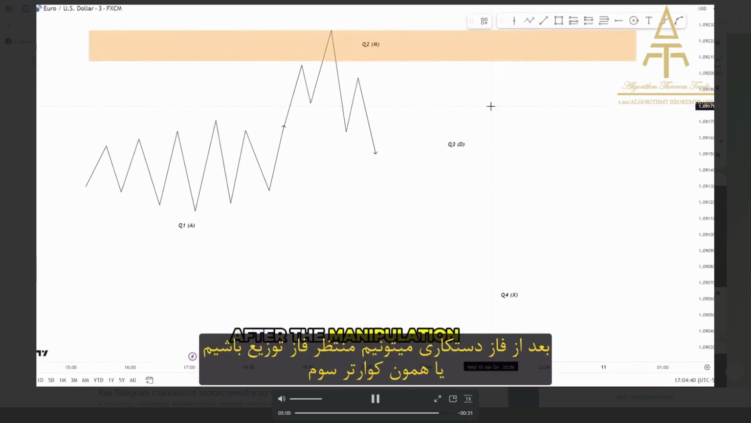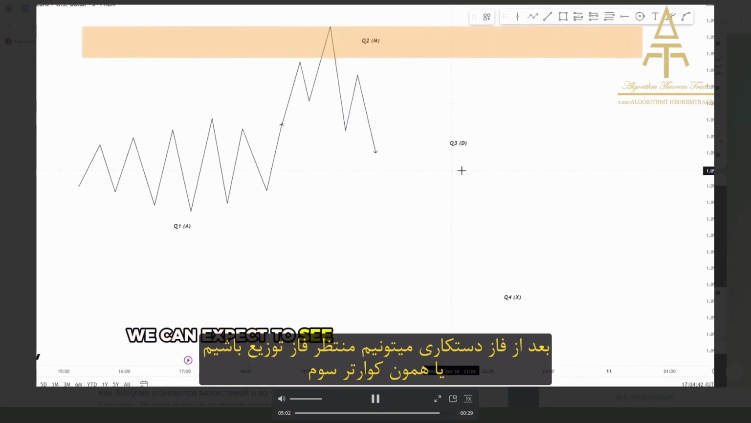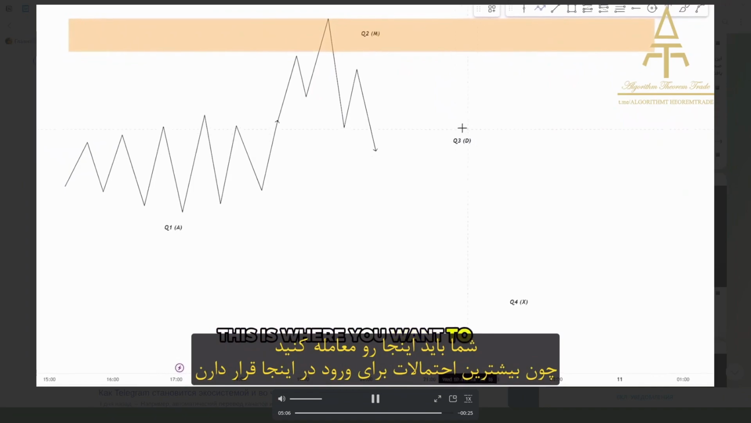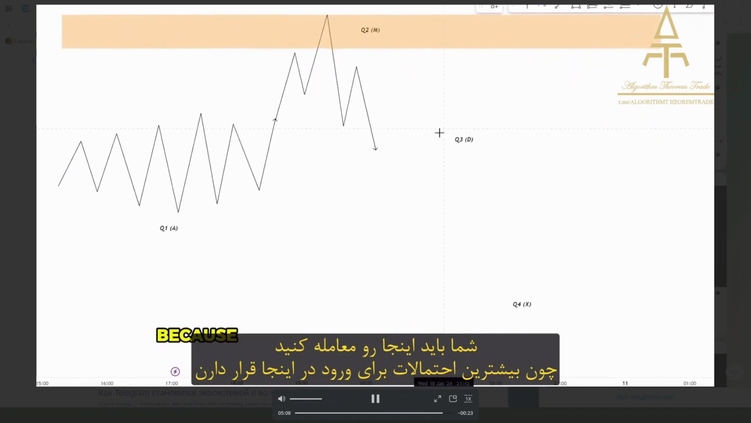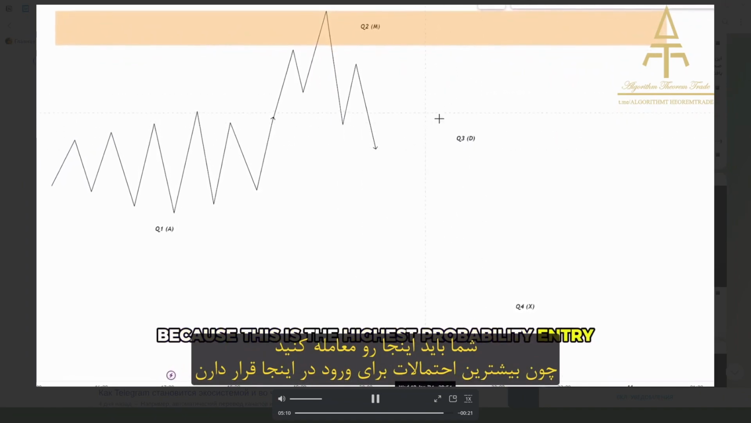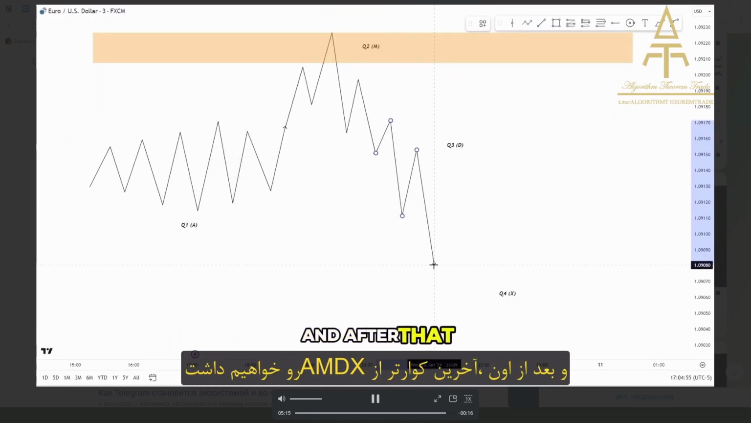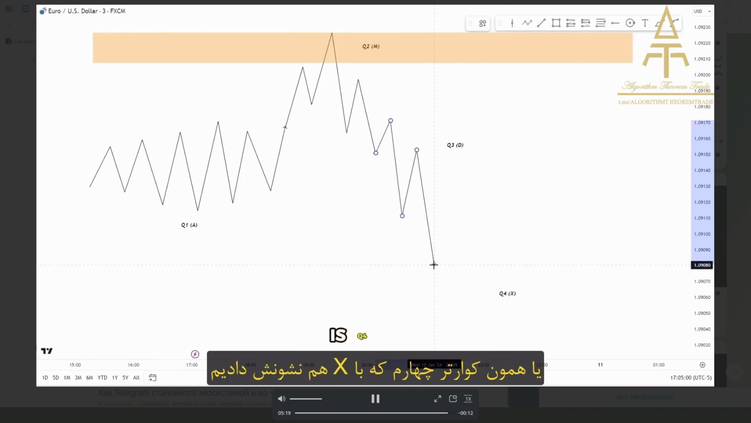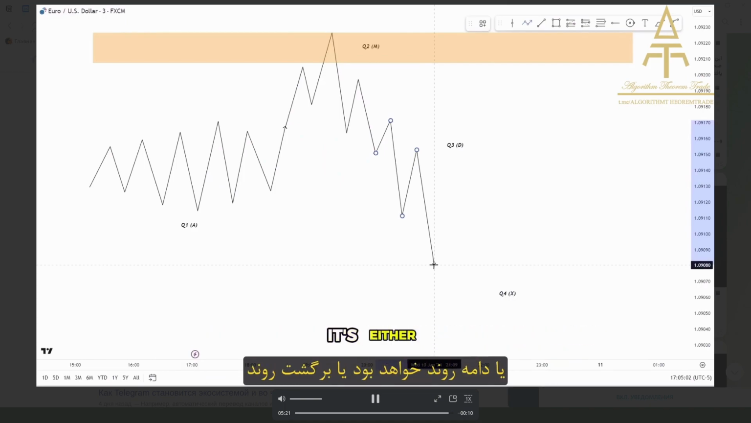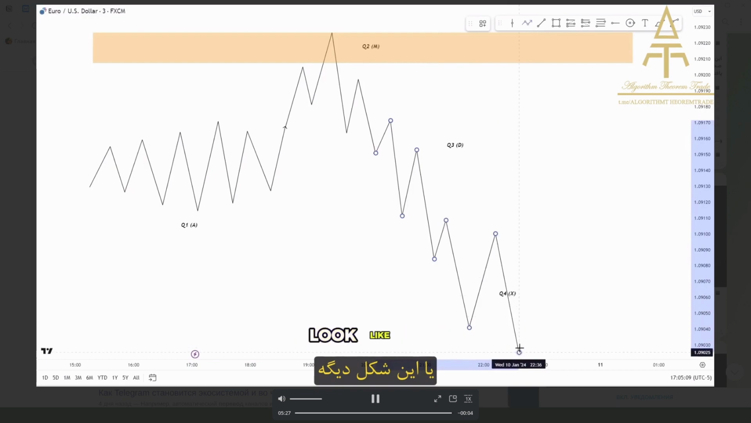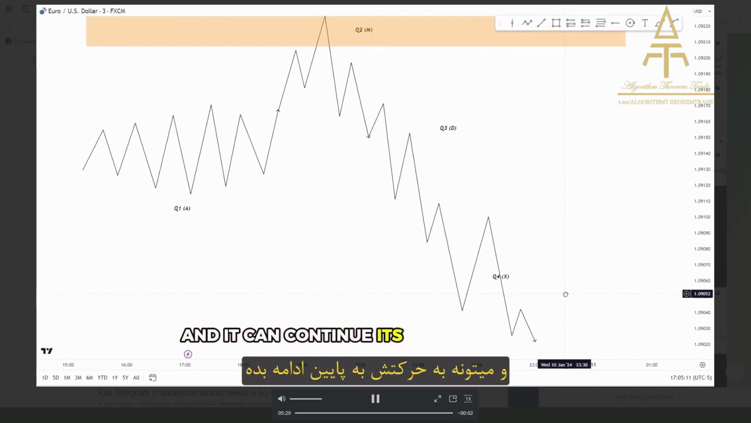So this is the manipulation stage. Right after the manipulation stage, we can expect to see the distribution stage, aka Q3. This is where you want to trade these patterns because this is the highest probability entry right here. Okay, this is how it's going to look. And after that, our last point of the Quarterly Theory AMDX set is Q4. It's X. It's either continuation or it's either reversal. So it can look like this, but it can also look like this, and it can continue its way down there.